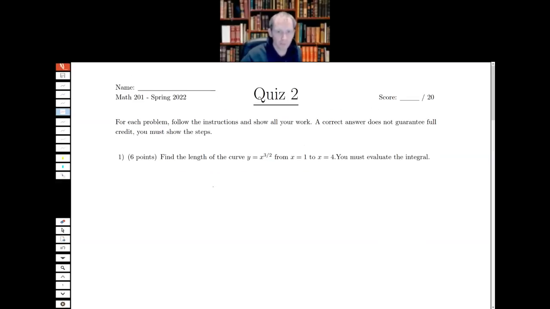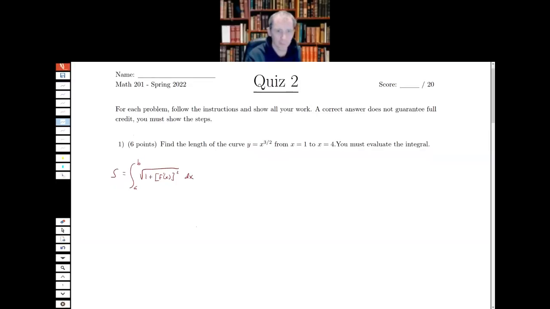First one, find the length of the curve y equals x to the 3/2 from x equals 1 to x equals 4. You have to evaluate the integral here. So let's start by writing down our formula. I think that I gave this to you on the board. On the exam, I'll just write these on the exam. I just forgot to do it for this one. The integral from a to b of the square root of 1 plus f prime of x squared dx. That's our formula for arc length.